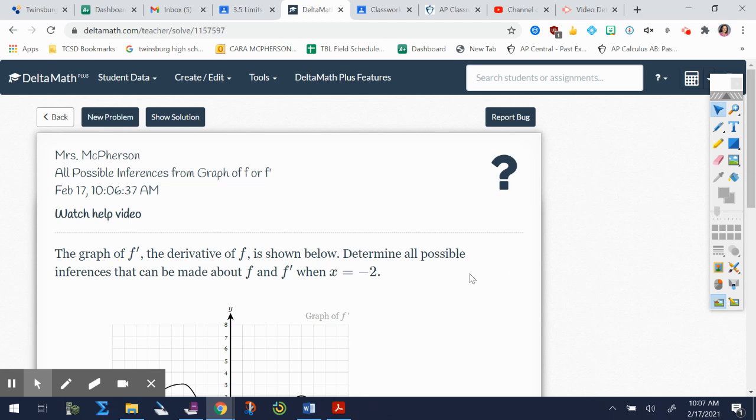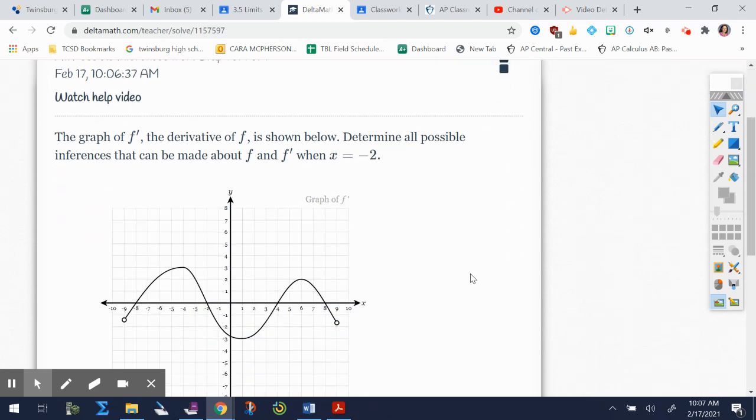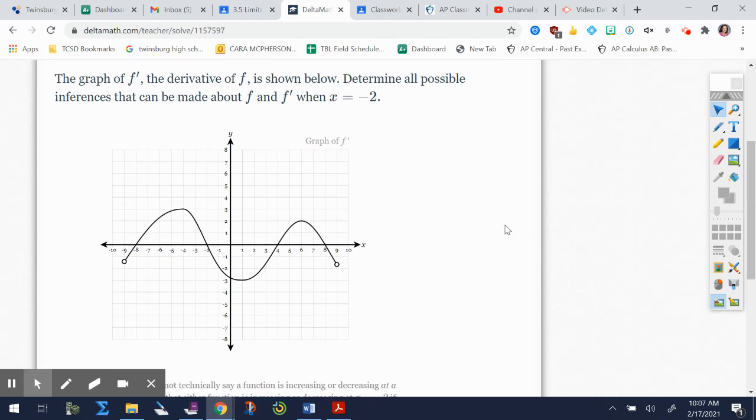So we are looking at ones where they're giving you a derivative graph and asking what we could know about the original, and they're actually being very specific and saying, what could we know about -2 if this is a graph of the derivative? So if this is a graph of the derivative, notice -2 is a place where the derivative equals 0. Prior to -2, the derivative is positive. After -2, the derivative is negative.